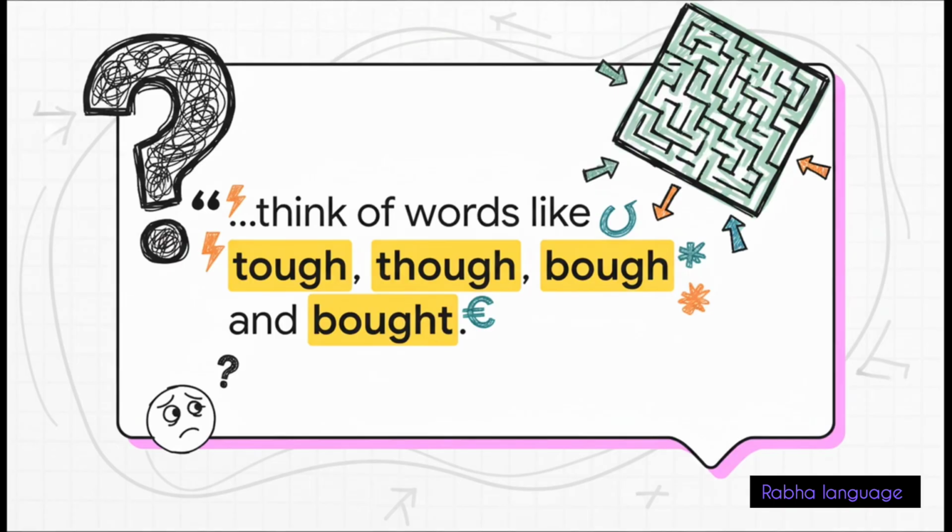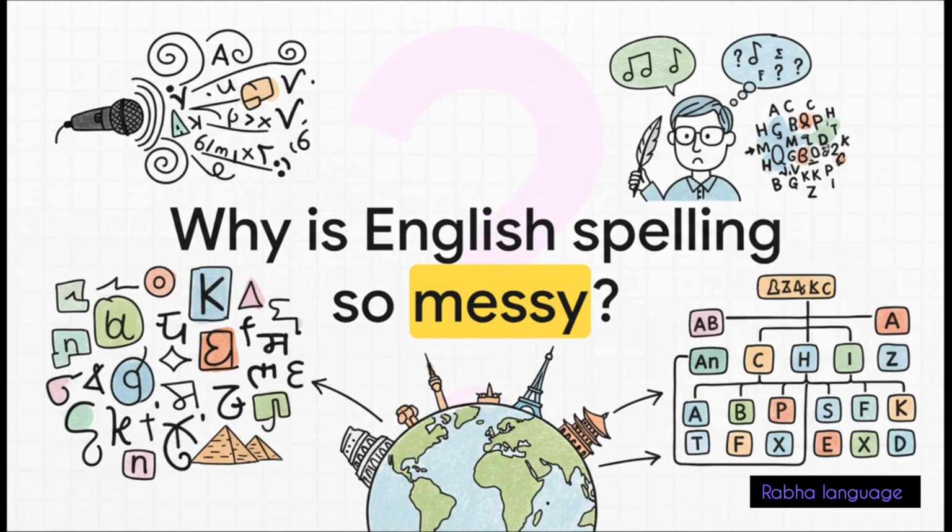I mean, just look at English. You've got these words on screen, all spelled with O-U-G-H, but they sound totally different from each other. It's just chaos. Trying to guess how to say a word just by looking at it, it's a complete lottery. This is a perfect example of a code that's kind of broken. So, what's the deal? Why is English spelling such a mess?